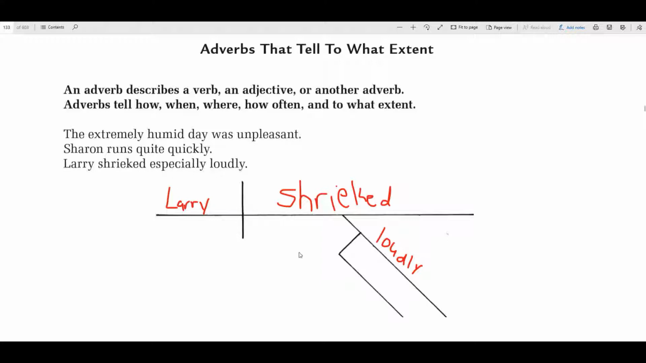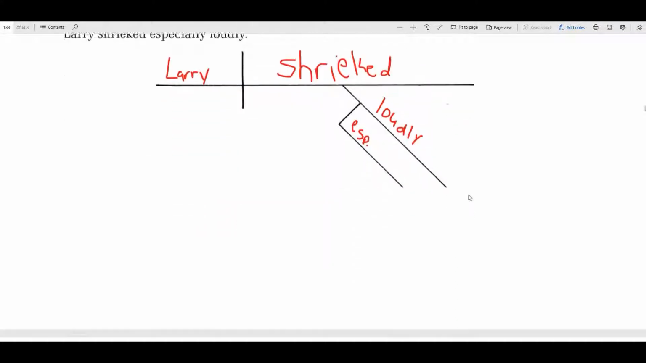Especially loudly. So then especially goes under here. I'm just going to abbreviate it because it's too hard for me to spell that way. The reason it goes under here like this is because remember up here an adverb can also describe another adverb. And so this one describes this word, but this adverb describes this adverb. Okay? Let's look down here.